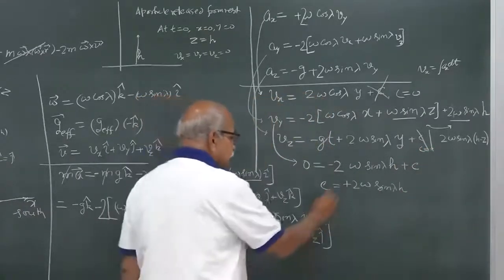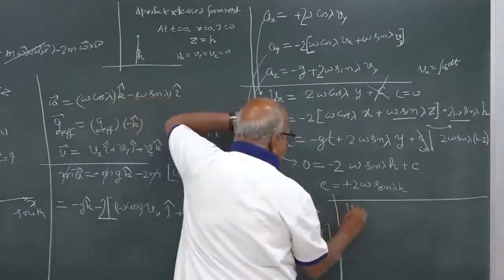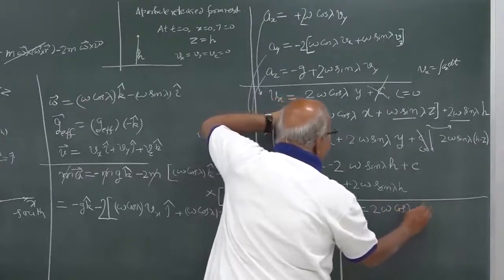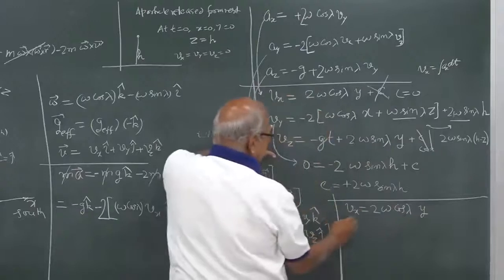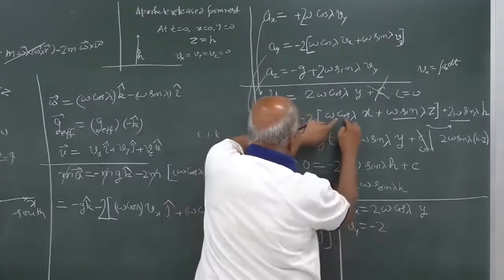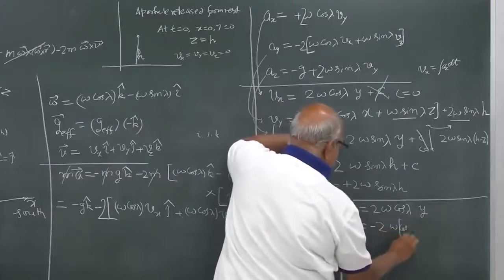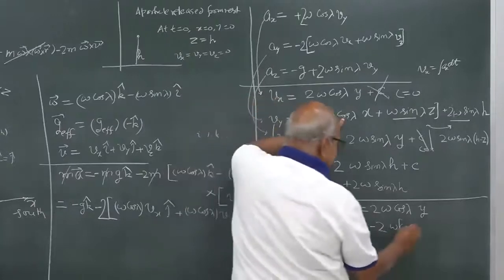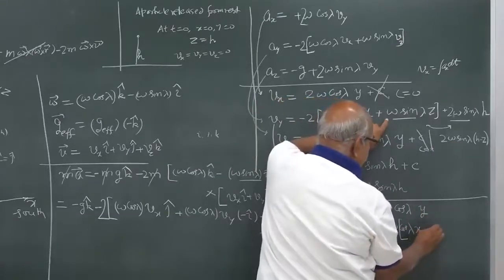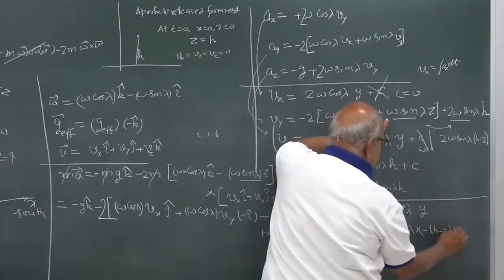These are the three equations. Let me write it more cleanly. Vx is equal to 2 omega cos lambda times y, this one. Then you have Vy. Vy is equal to minus 2 omega cos lambda, minus 2 omega I can take common, then cos lambda times x, and then here it is h minus z here and sin lambda here.